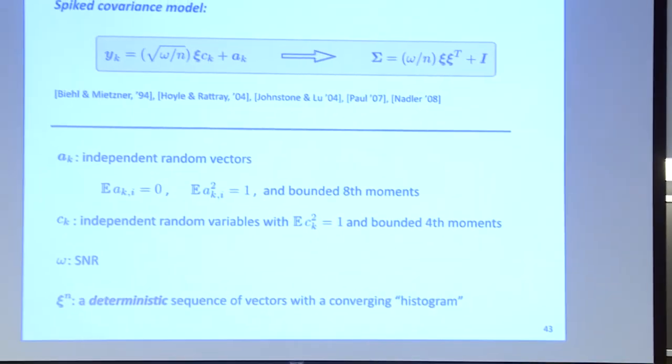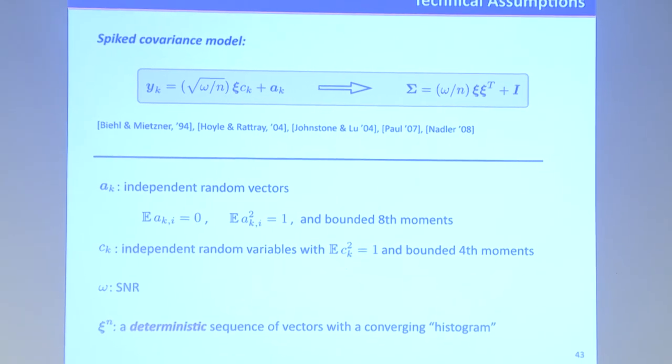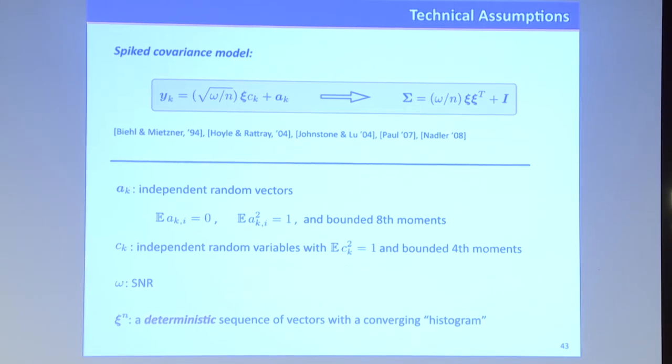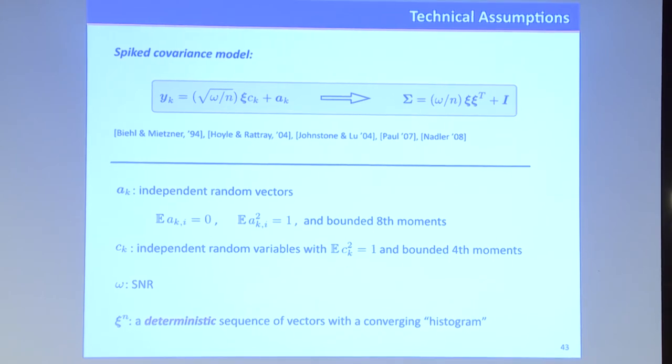Yes. So there was a question about the technical details. I hid a little bit of the technical assumptions. For example, for the PCA problem, we use the so-called spiked covariance model as a generative model. And here, the a_k are independent random vectors with, say, bounded eighth moment. They do not need to be Gaussian, because the sense of convergence is weak. And the underlying vector does not need to be random. It's just an arbitrary sequence of vectors with converging empirical measure, so they don't need to be random.